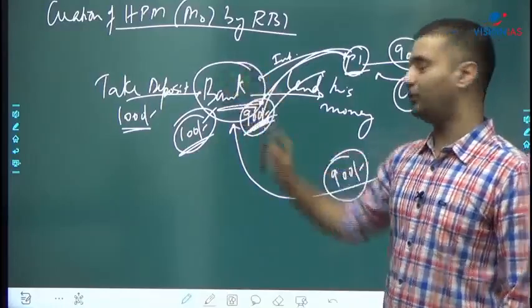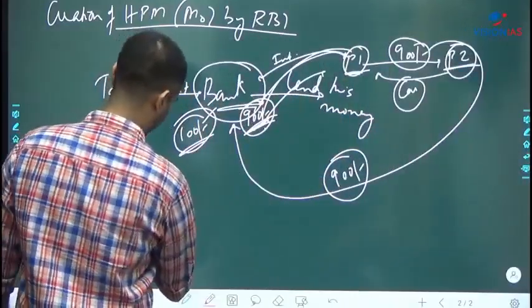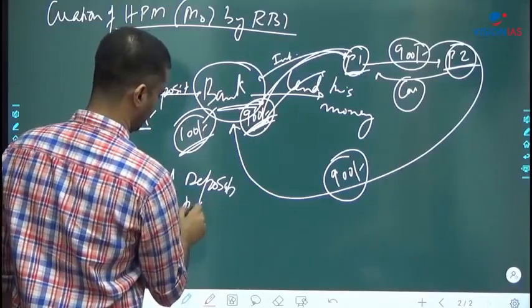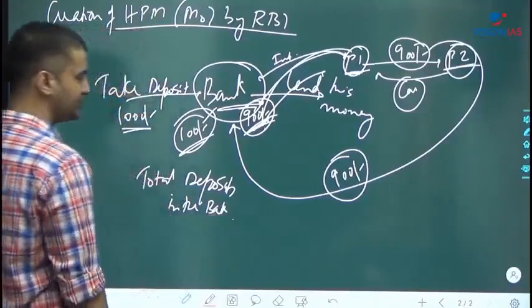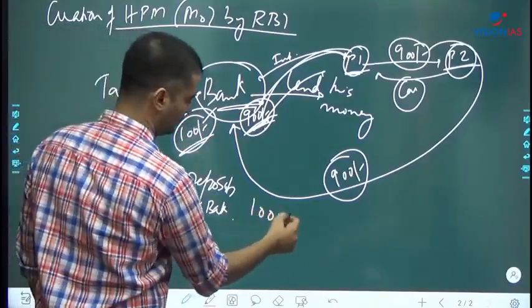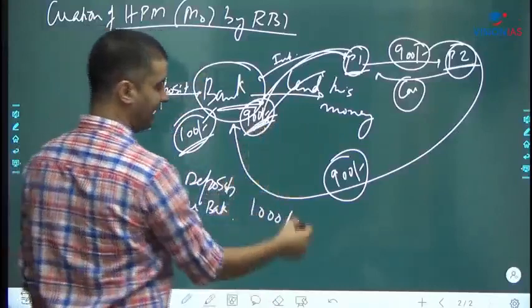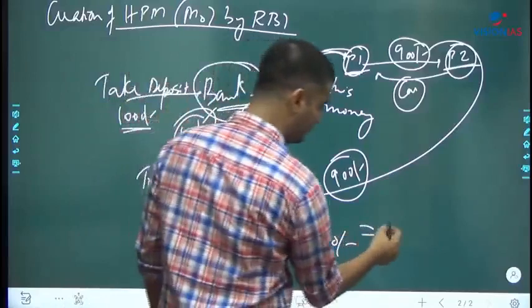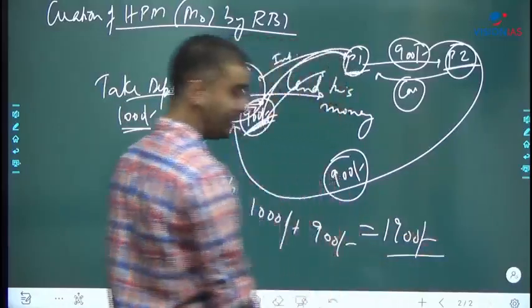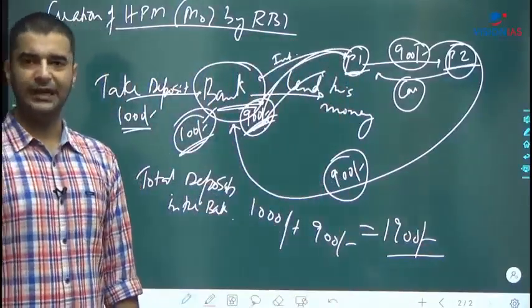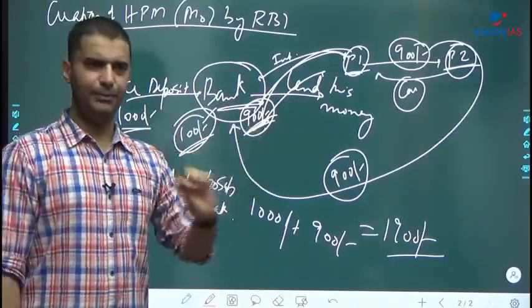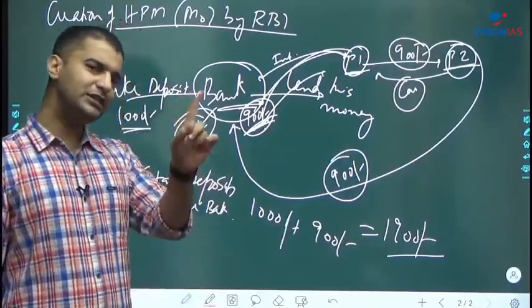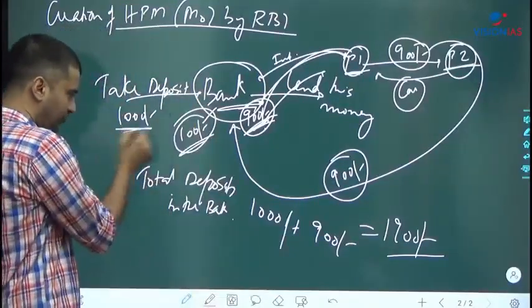Total deposits in the bank are how much? Total deposits in the bank are 1000 rupees of the initial deposit plus 900 rupees of the new deposit. So therefore bank के पास तो अब 1900 rupees हो गए हैं. The bank now has 1900 rupees in the form of deposits. It's just an electronic entry. But the electronic entry says that the bank now has 1900 rupees. How much money was initially there with the banking system? It was only 1000 rupees.